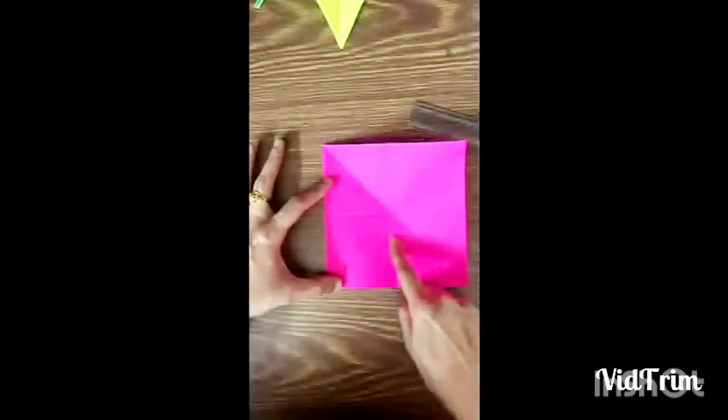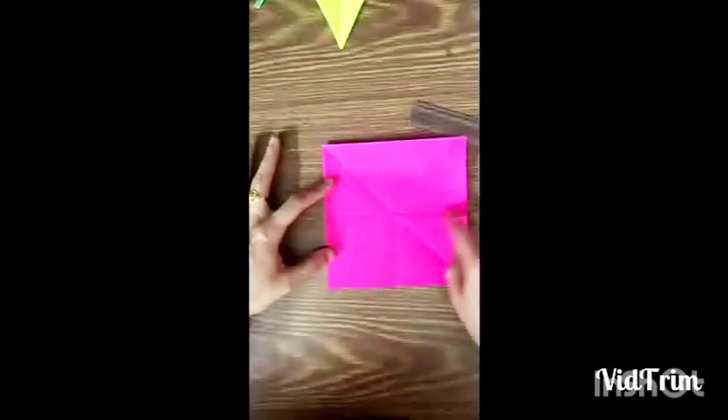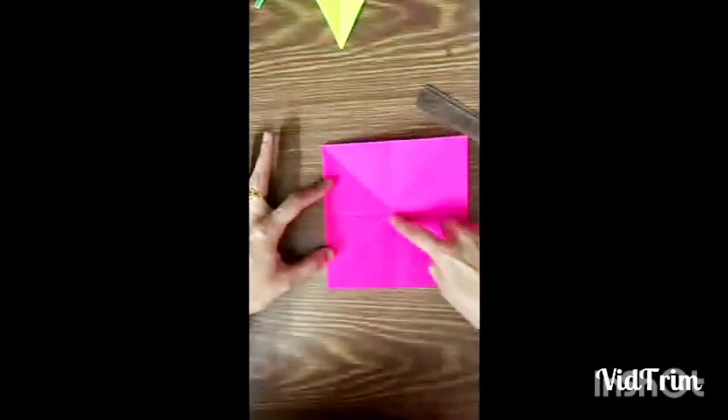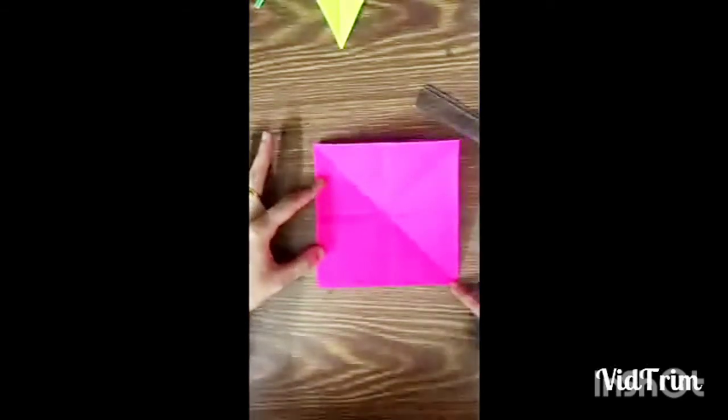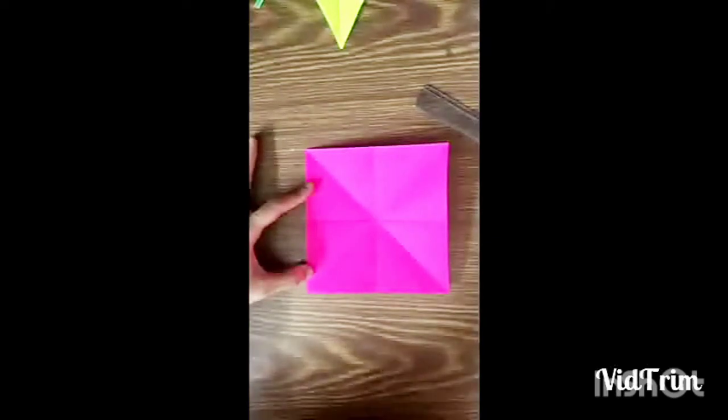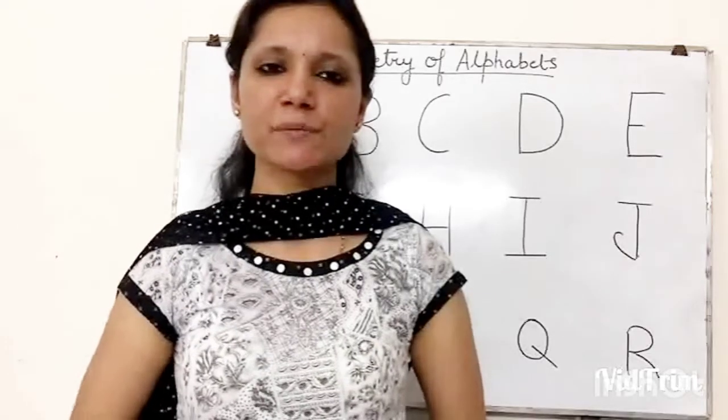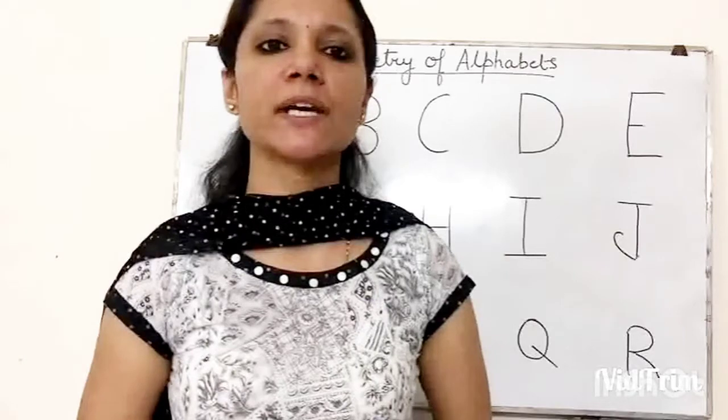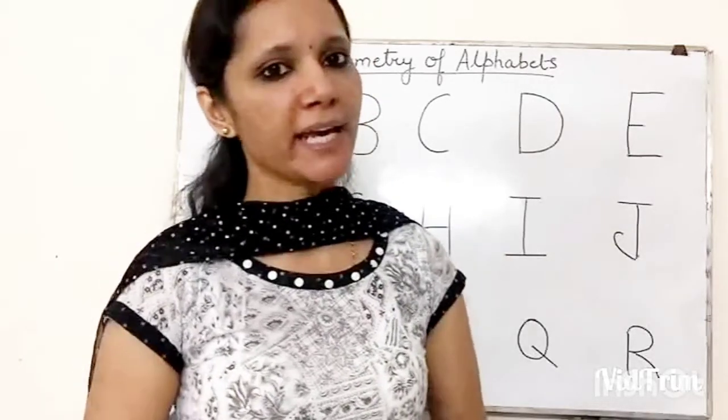So how many lines of symmetry does a square have? 1, 2, 3 and 4. So a square has 4 lines of symmetry. Understood the concept of symmetry? Let us explore the symmetry in our English alphabets from A to Z.